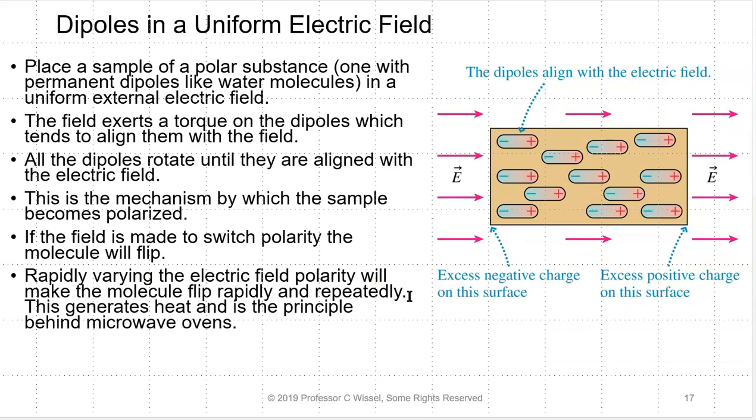Okay, now dipoles in a uniform electric field. We place a sample of a polar substance, one with permanent dipoles like water molecules, in a uniform external electric field. The field will exert a torque on the dipoles, which tends to align them with the field. All the dipoles rotate until they are aligned with the electric field. This is the mechanism by which a sample becomes polarized. If the field is made to switch polarity, the molecule will flip. Rapidly varying the electric field polarity will make the molecule flip rapidly and repeatedly. This generates heat, and this is how you cook your hot dogs in the microwave oven or warm up a cup of coffee.